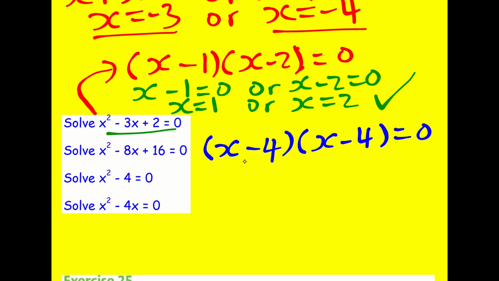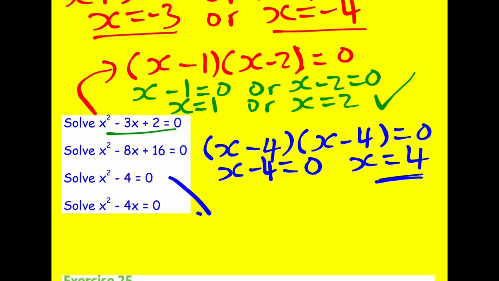And in this case, I'm just going to get x minus 4 equals 0. They would actually both be 0 at the same time, but I'm just going to get one solution. So sometimes you get two solutions, and actually that will be the most likely one, but you can just get a single solution there, x equals 4.